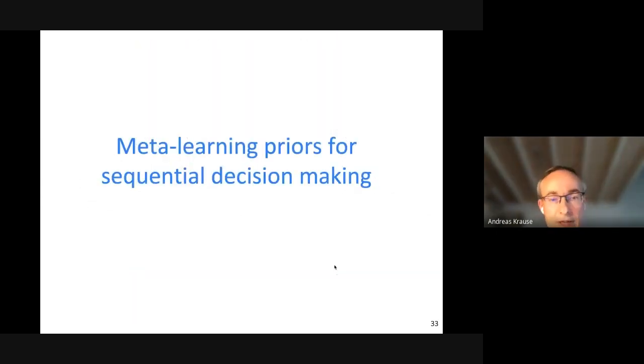Okay, so the last part of the talk, I want to talk about one really essential issue in Bayesian optimization, structured bandits, and also reinforcement learning tasks that use uncertainty like the one I've described to you right now, namely this question of where do we get our priors from? And that's a question that was already alluded to in some of the questions earlier.